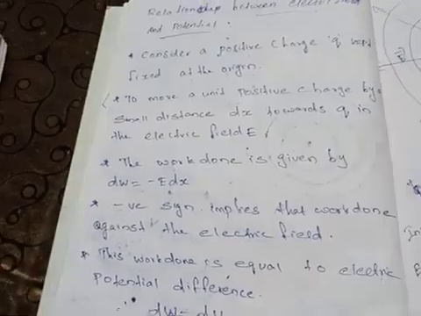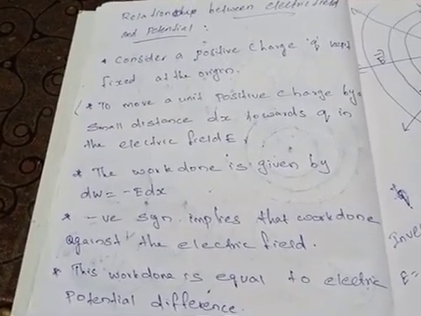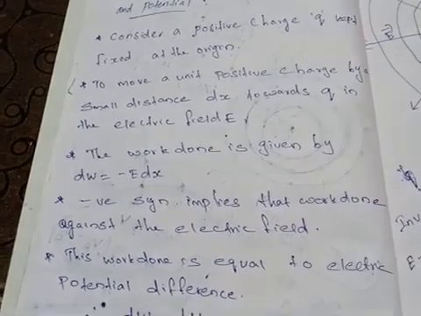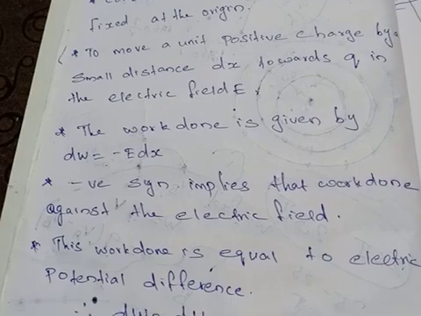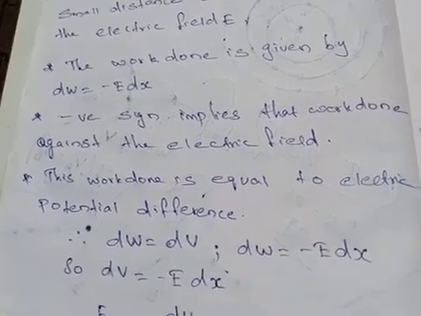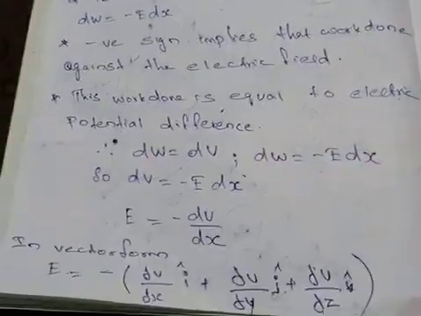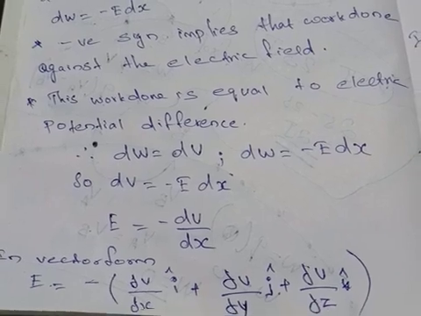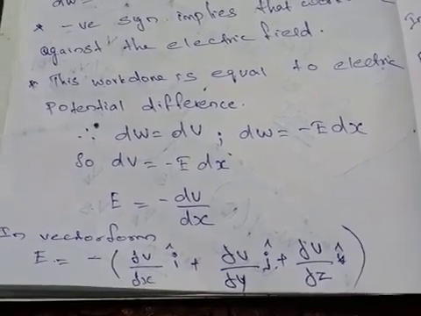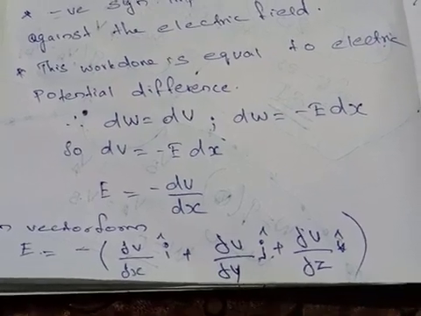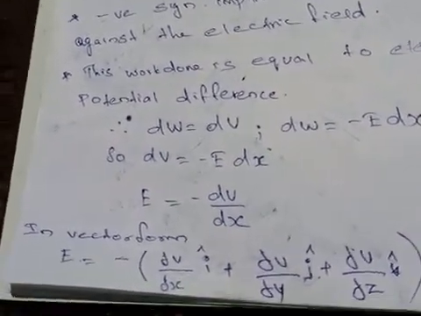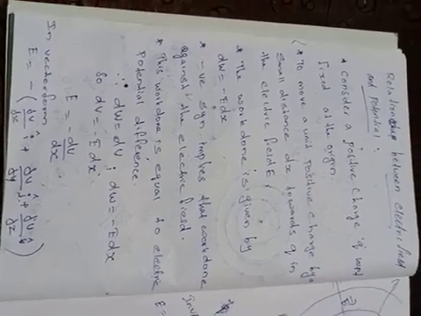Okay, so you can take a screenshot of this page. You see the relationship between electric field and the potential difference. Consider a positive charge Q kept fixed at the origin. Now we are moving a unit positive charge by a small distance dx towards Q in the electric field E. The work done is given by dW is equal to minus E dx, and here the minus sign implies what? Work done against the electric field. Now this work done is equal to the electric potential difference, so we can write dW is equal to dV. Then the derivation I explained already. So you can take a screenshot of this portion also, I am showing. So take the screenshot on one page and you can study then.